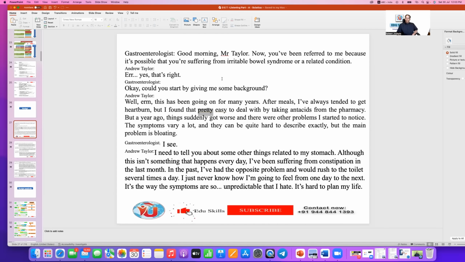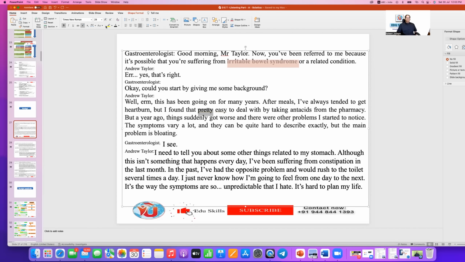Now you can maybe unmute, some of you who want to respond. Could you just tell me something that you have highlighted here? What is the first clue about the topic? Gastroenterologist. That is in the context. Yeah, definitely. Then the next one. Typically, what is the condition? Irritable bowel syndrome. Okay, good. I have highlighted it.